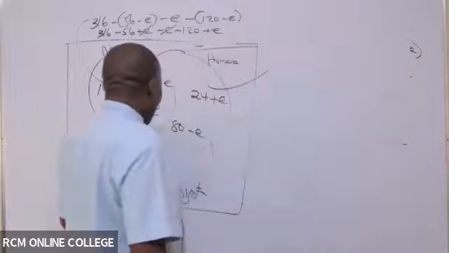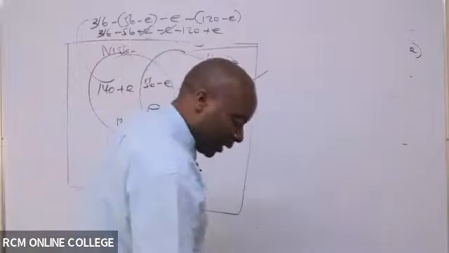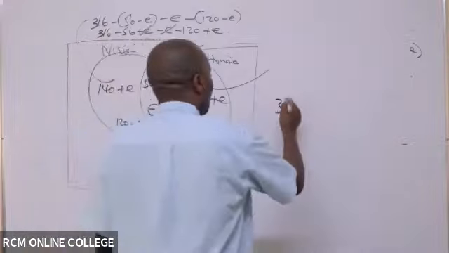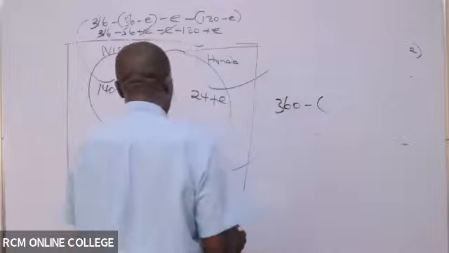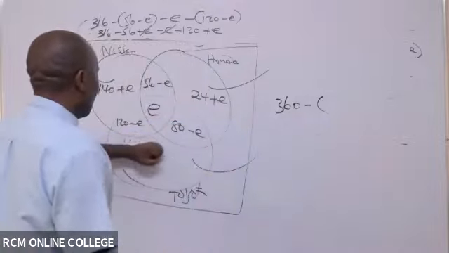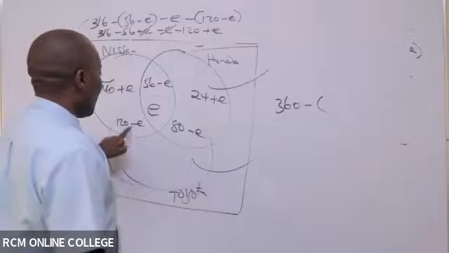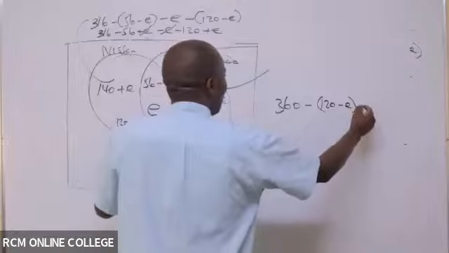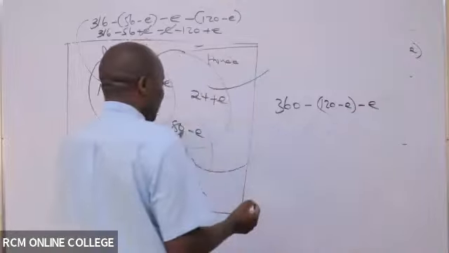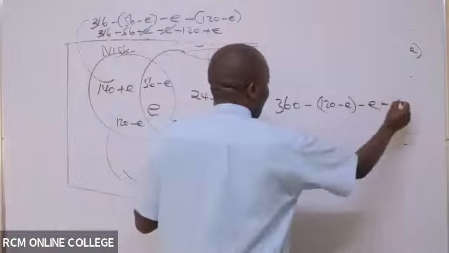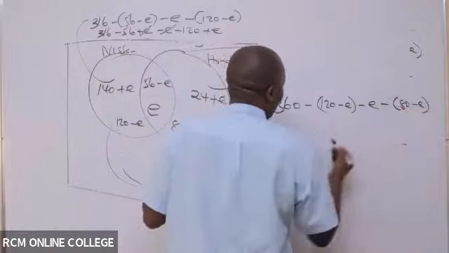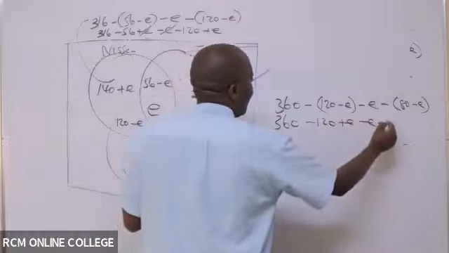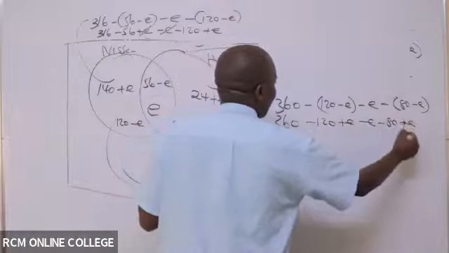I would want to get this empty space outside here and point this to some working area. So I will say it is 360 minus, open brackets, 120 plus E. This E is alone, so I don't have to put it in brackets, but this 80 is not alone, so I have to put it in brackets. Minus 80 plus E. So this will be 360 minus (120 plus E) minus (80 plus E).